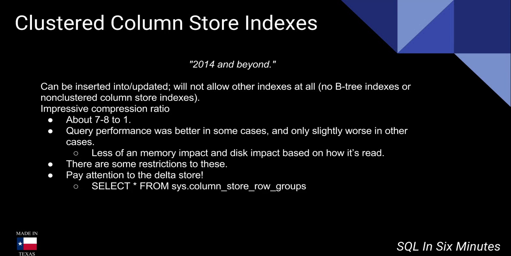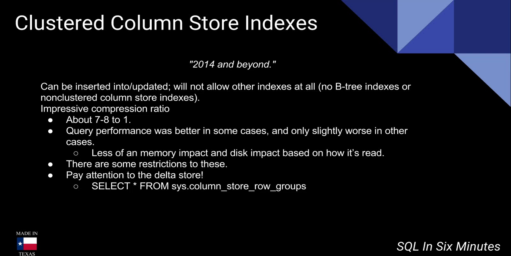The other thing I note here is you want to pay attention to the delta store. The delta store is where new rows go, and those are not initially compressed. Once it hits a certain threshold, then it is compressed. You can select star from sys.column_store_row_groups, and you will see the compressed rows. What you're going to look at is the column delta store HOBTID. If that value is not null, there will be a numeric value, and that is the part with the rows that are still open.